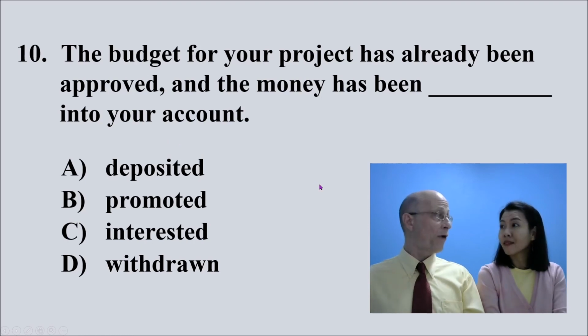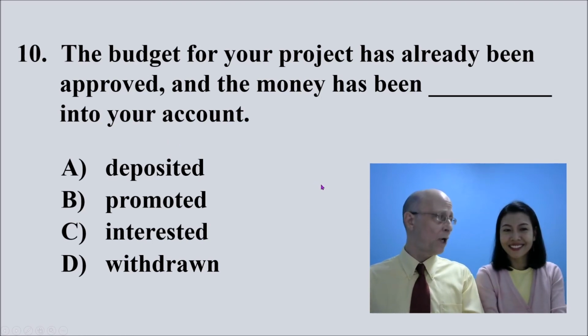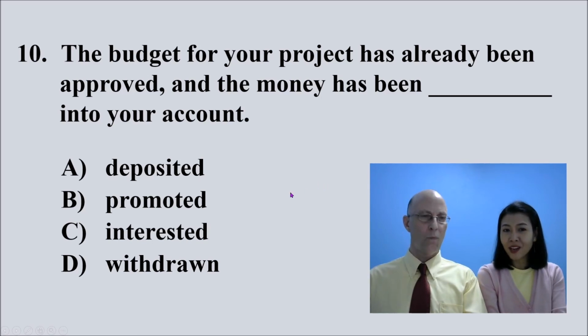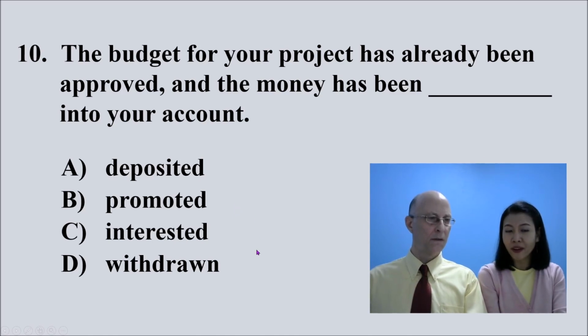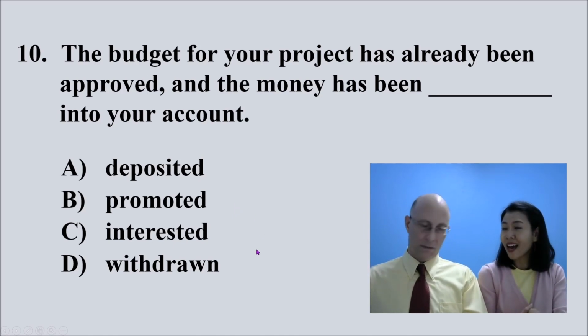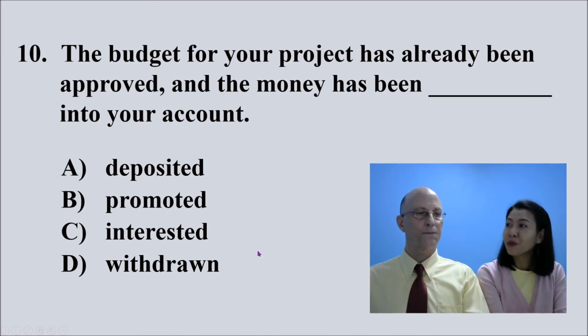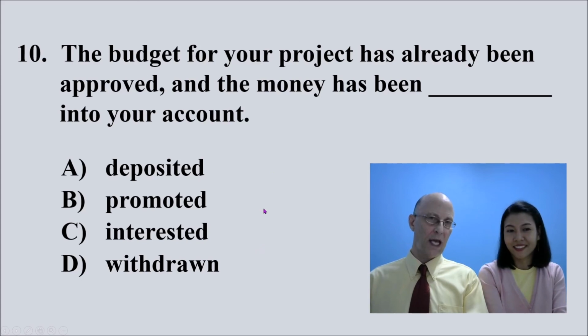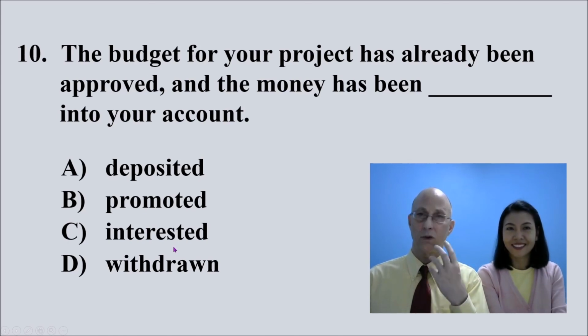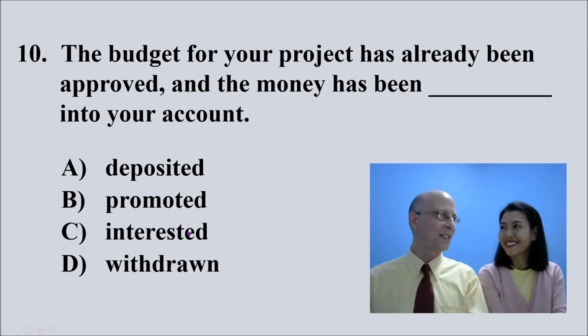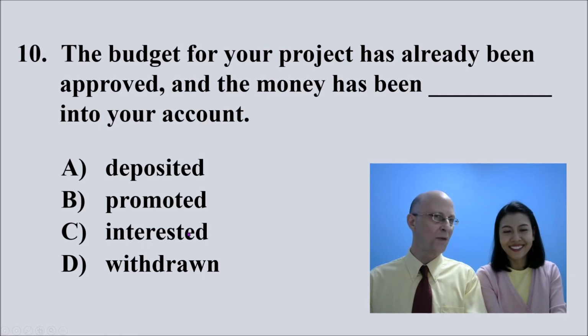Excellent. Are there any words that you see here that you can cut right away? I will cut B because money cannot promote itself. Excellent. And then I will cut D as well. Withdrawn means to take money out of your account, not into your account. Excellent. So we're left with A and C, deposited and interested. And this is a little bit tricky. Interested is actually an adjective, meaning that you show interest towards something, that you like something or want to know more about it. Interest as a noun does have something to do with money, but it cannot be turned into a verb. So be careful.